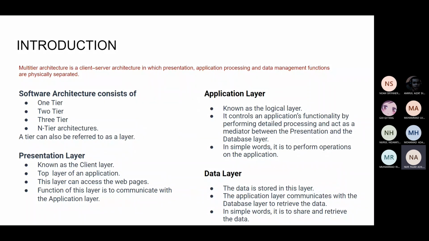Next is the application layer, known as the logical layer. It controls the application functionality by performing data processing and acts as a mediator between the presentation layer and the database layer. In simple words, it performs operations on the application. And then next is the data layer. Data is stored in this layer. The application layer communicates with the database layer to retrieve data.